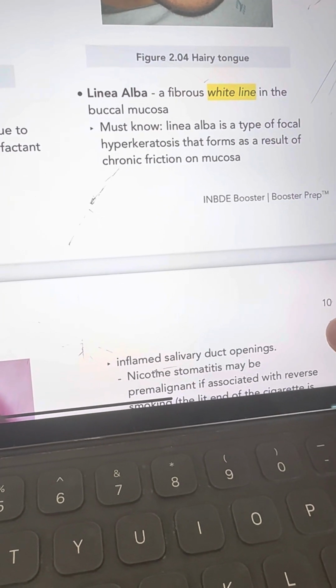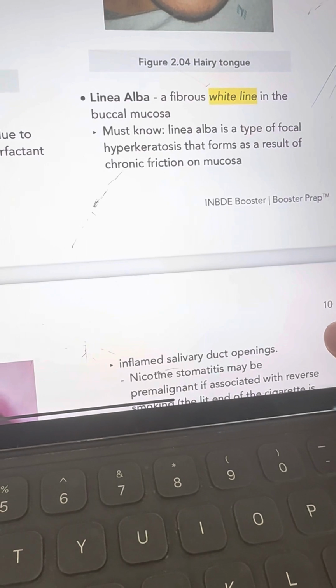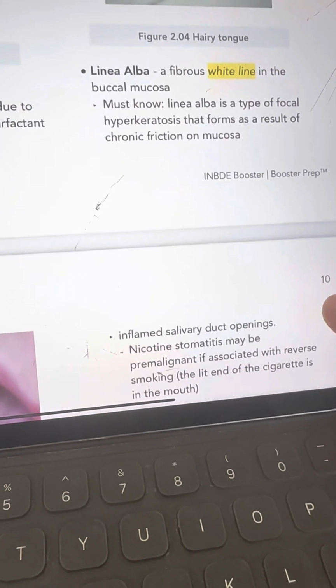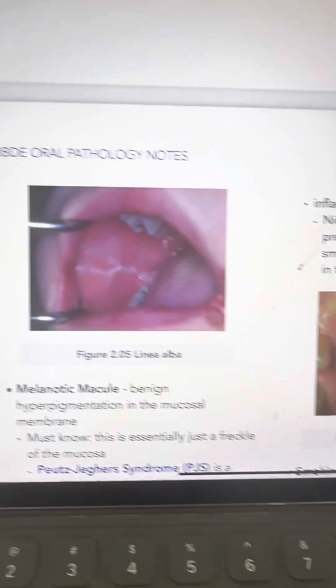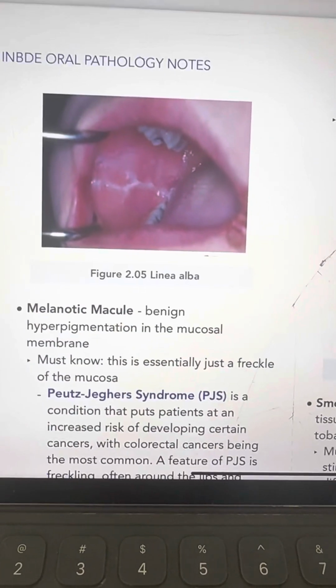Linea alba: a fibrous white line in the buccal mucosa. Must know: linea alba is a type of focal hyperkeratosis that forms as a result of chronic friction of the mucosa. Linea alba.